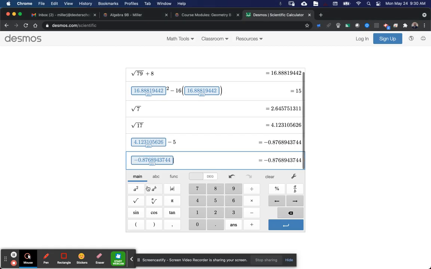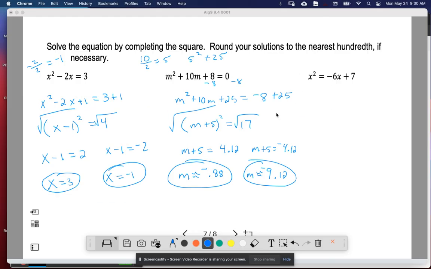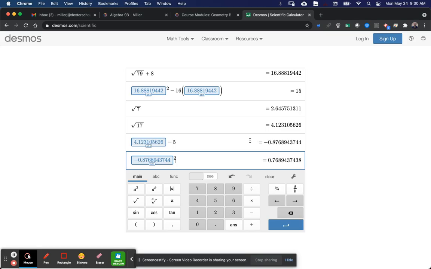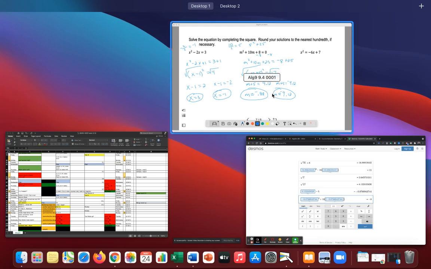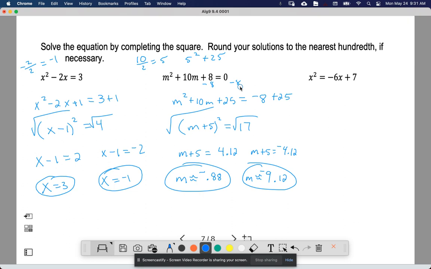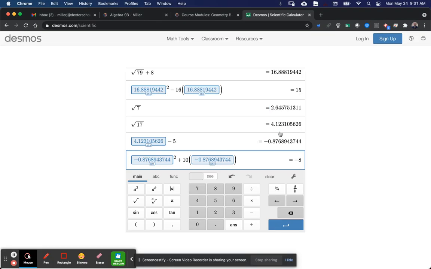So answer squared plus 10 times the answer and minus 8. Oops, that's right. We moved the minus 8 over. Equals a minus 8. So we move that over. So right there comes out to our minus 8. We are good because we move that to its opposite side.